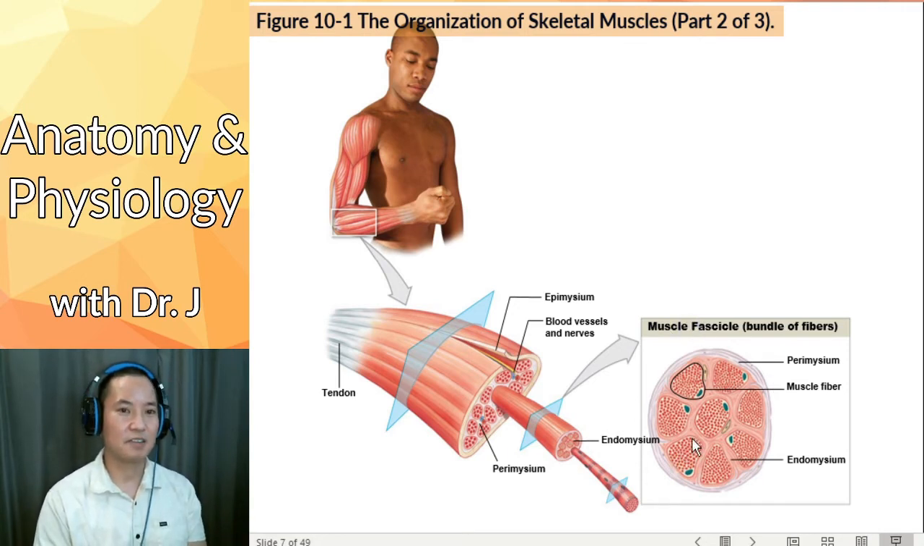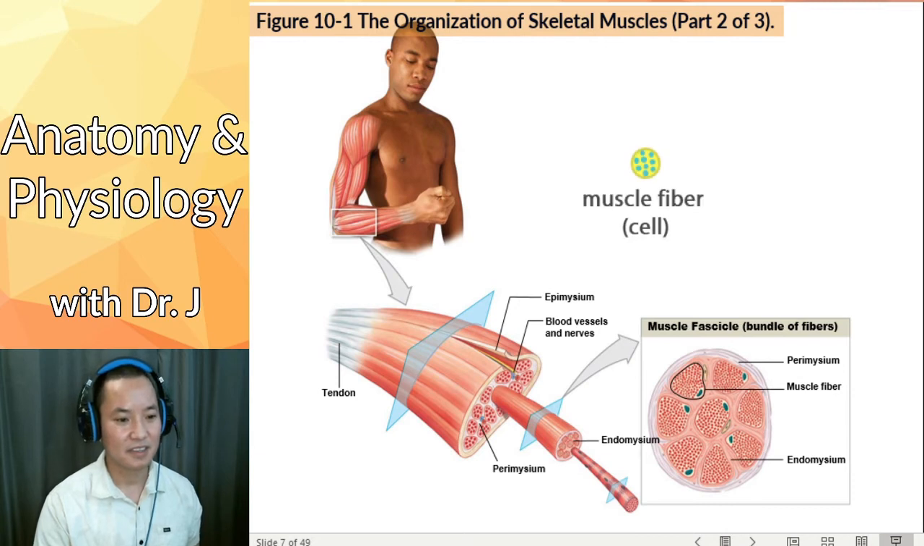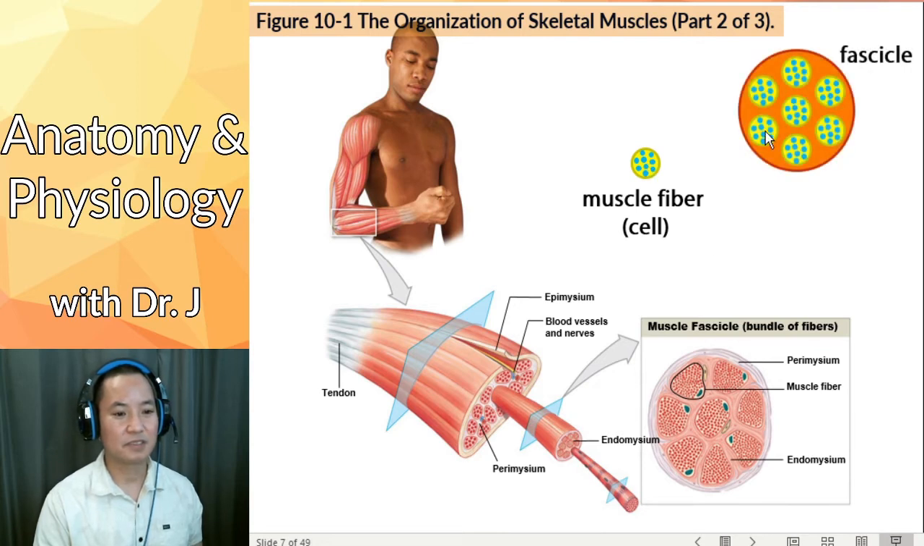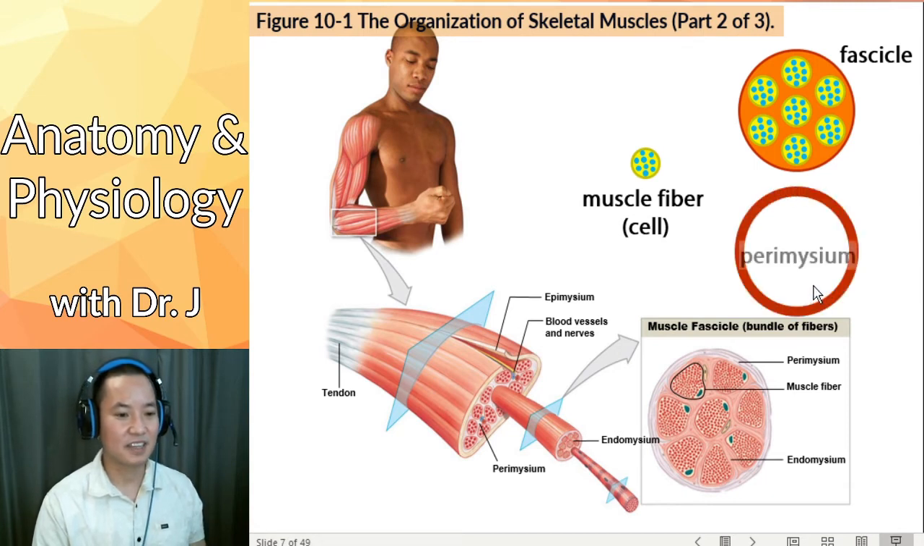So just like how a muscle cell has a bunch of myofibrils, a muscle fascicle has a bunch of muscle fibers or muscle cells. Each of these cross sections is one muscle cell right here. So when you have a bunch of these muscle fibers together, you have something called a fascicle. So a bundle of fibers is a fascicle, and then you have something called a perimysium.